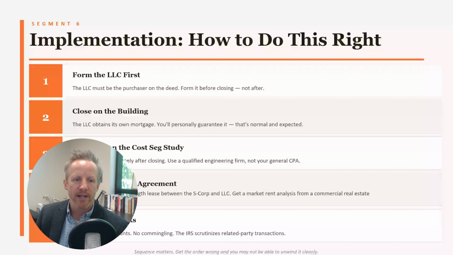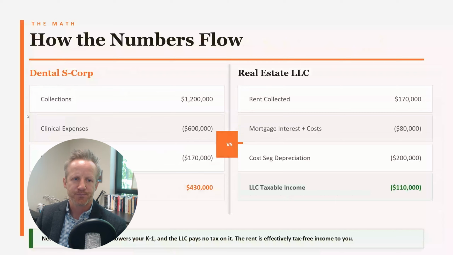Okay, to reiterate those, number 1, form your LLC first. Number 2, close on the building, buy the building. Number 3, commission the cost seg analysis. Number 4, execute the lease agreement. And number 5, keep clean books. All right, let's look at some numbers here. How the numbers flow.